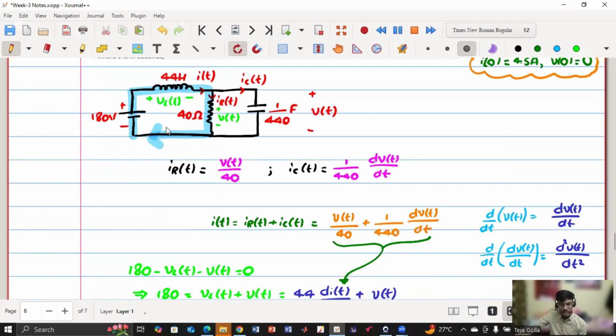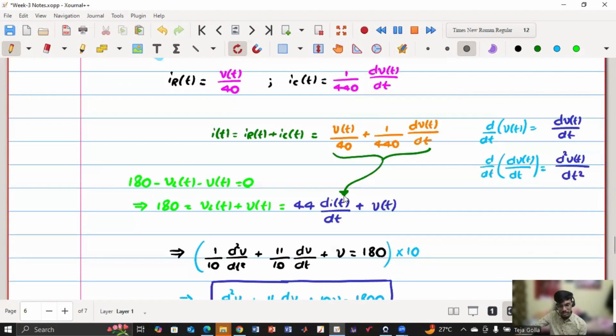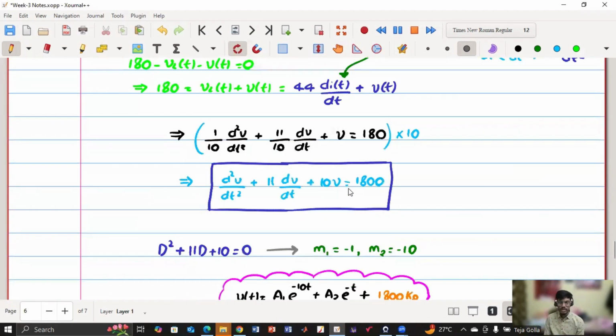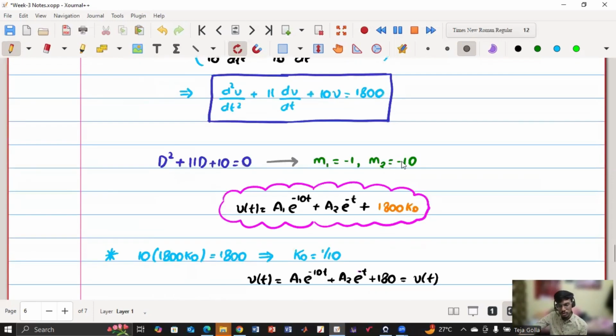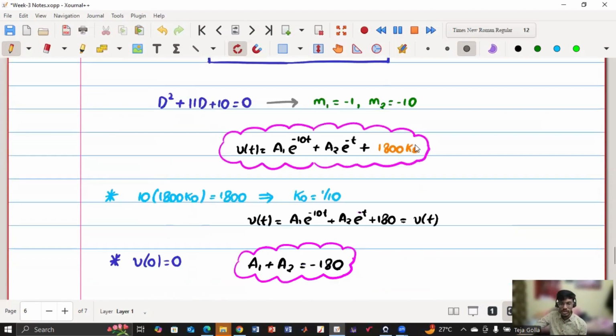Then I have applied KVL here and got the differential equation. So the very first important thing in any question is to get the differential equation. Once you get the differential equation, first you have to solve for the roots. Once you get the roots, you get the natural response and you get the forced response from this 1800. Once you get that, first you have to calculate K naught by substituting this in the original equation. So I got K naught.